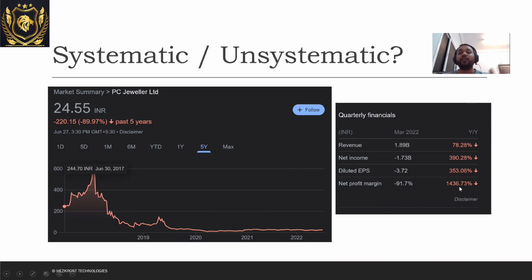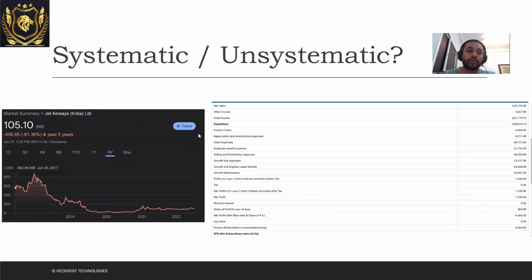So what kind of stock do you think, or what kind of risk category is this particular stock in? Is it systematic or unsystematic? Unsystematic. Perfect. Next, even if you look at Jet Airways, you'll see the stock has fallen roughly by 81%.